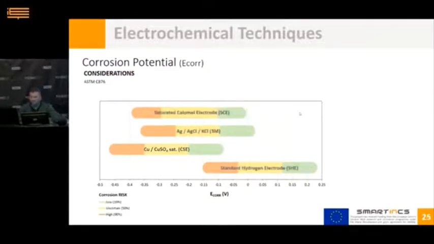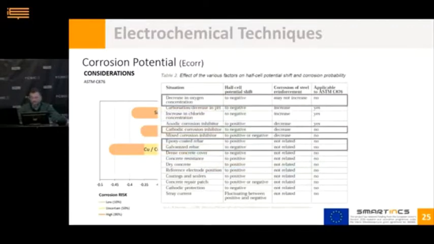So, the corrosion potential measurement is a simple technique. You simply need to know which reference electrode you are using. However, when interpreting results, we must consider a number of factors that may affect the reliability of the data. In some cases, the criteria established in the standards may not be applicable. Let's look at the most relevant ones.